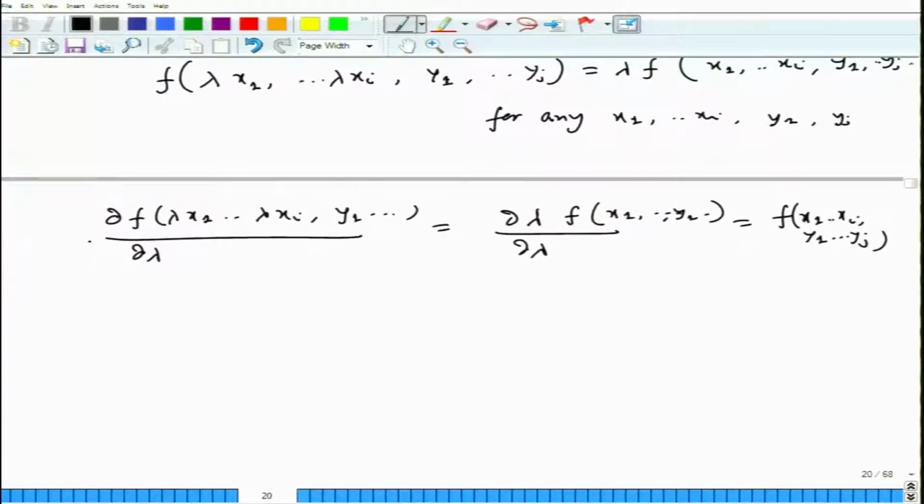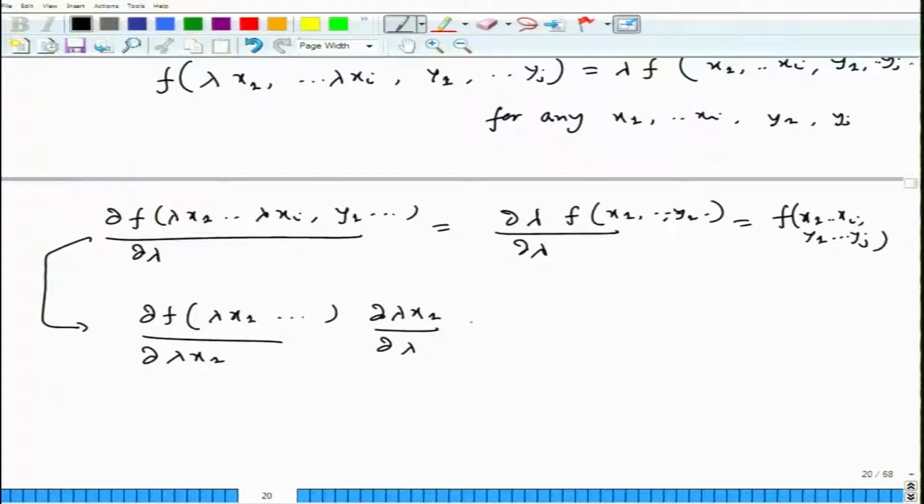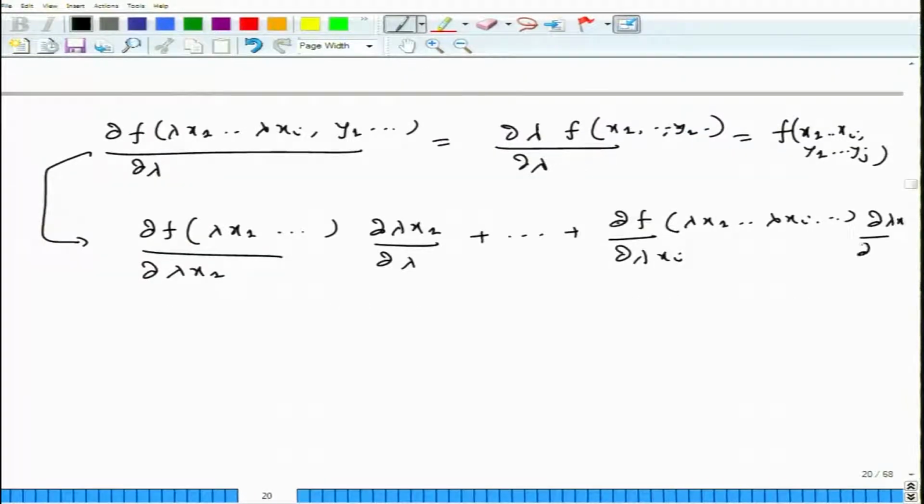Now, you can also rewrite this expression as follows. Based on the differential information, this is nothing but del f of lambda x1, del lambda x1 by del lambda, plus and so on until you have del f of lambda xi, del lambda xi by del lambda. So, this is nothing but xi. So, this turns out to be nothing but x1. So, what we have is, and similarly that one is for xi.